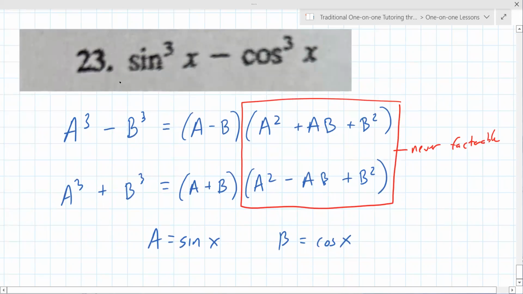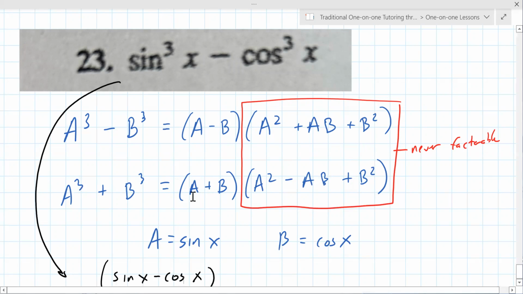Let's work it out here. It becomes sine x minus cosine x. That's the first part, the A minus B. Then it's the square of sine, sine squared x, plus, I call it merging, because you take the A and B and put them together. You're multiplying them, but you're really merging them, sine x times cosine x, plus B squared, which is cosine squared x, like that.